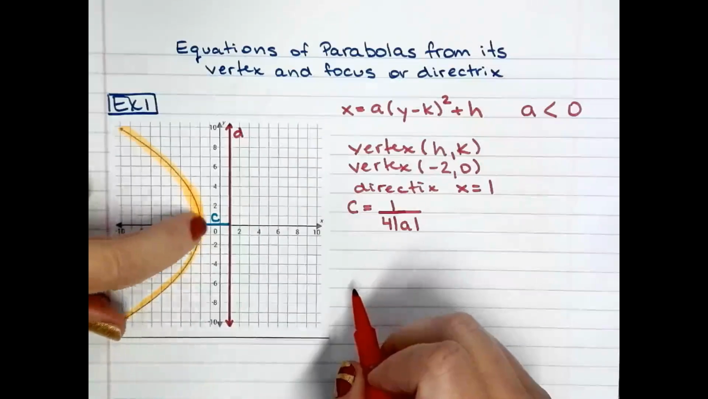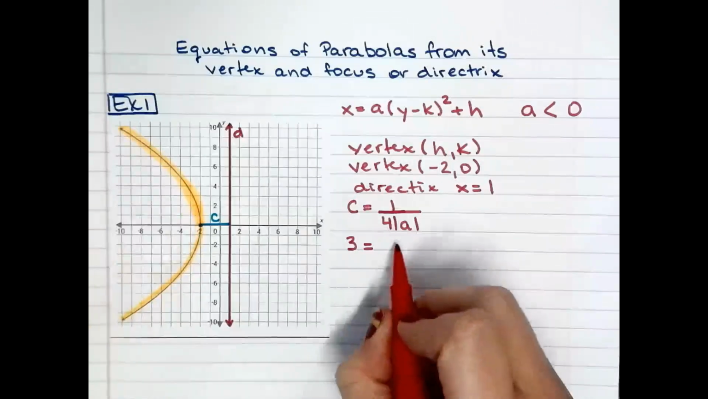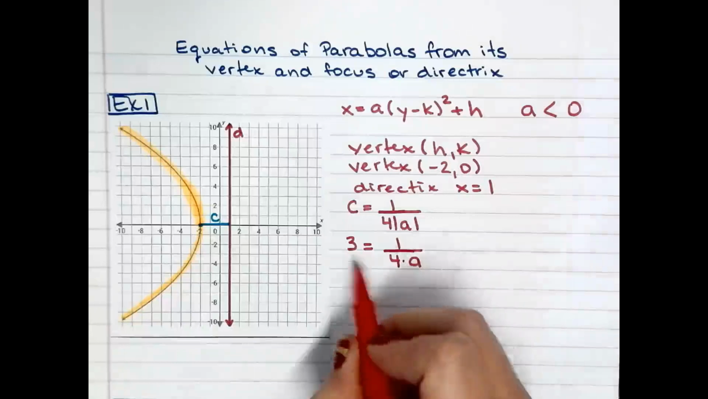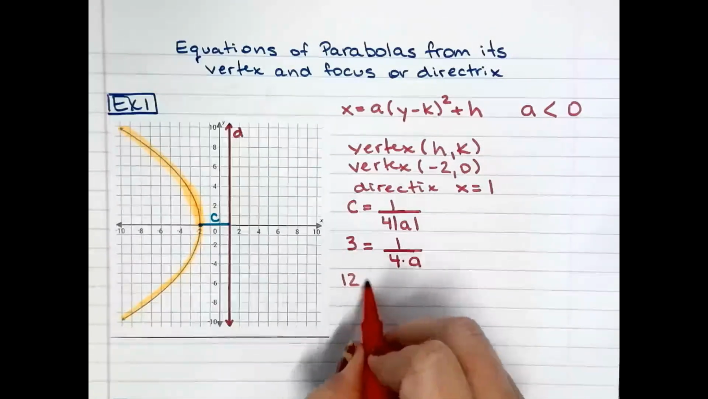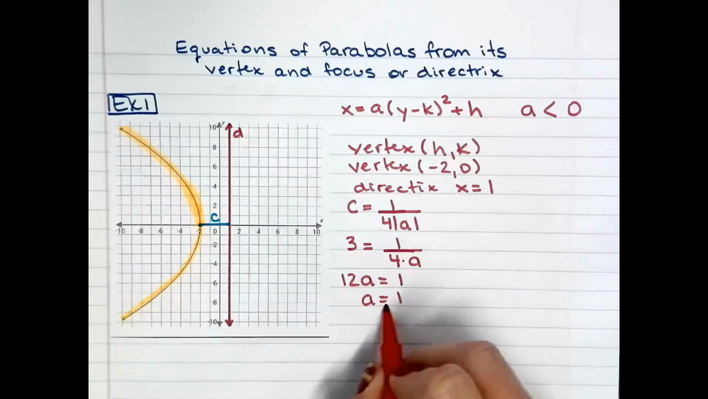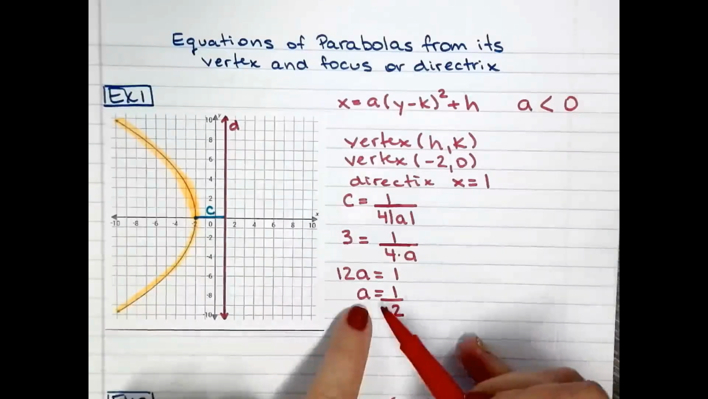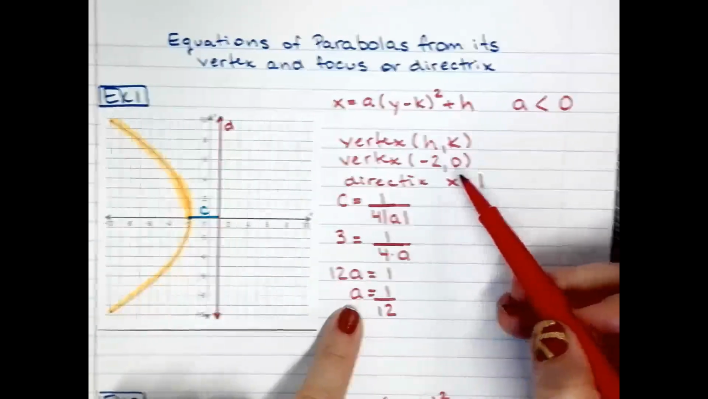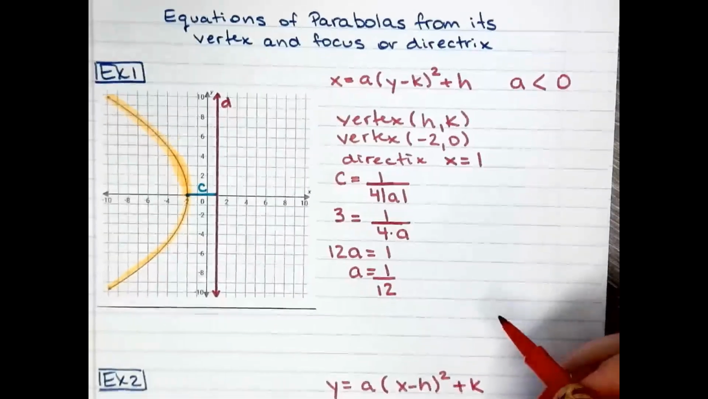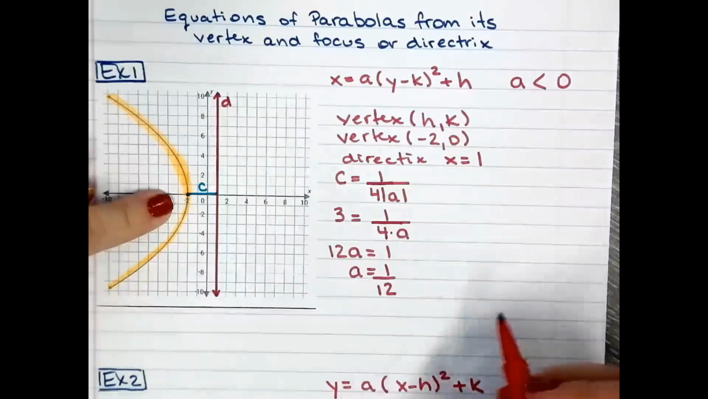So c, we just learned, is 3. Substitute 3 for c: 3 equals 1 over 4 times a. We're doing this to find a. We multiply that, and we have 12a. Divide by 12, and you have that a is 1 over 12. Now we have everything we need: we have a, we have h, we have k. You're welcome to write it all off to the side, or we can just go ahead and write the equation of this parabola right here.